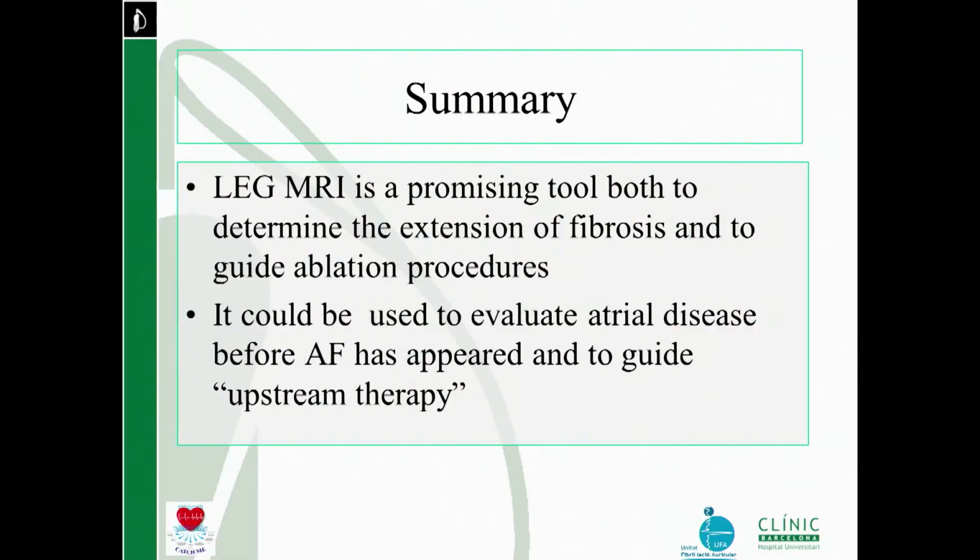So to summarize, MRI is a promising tool both to determine the extension of fibrosis and to guide ablation procedures. It could be used to evaluate atrial disease even before atrial fibrillation has appeared. So theoretically it can help you guide upstream therapy, for instance. And I think that's all from my side.